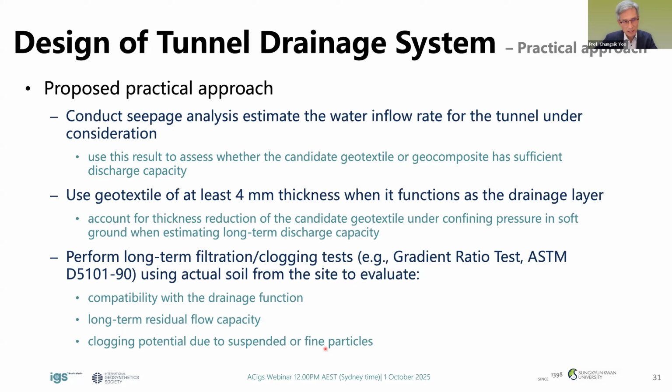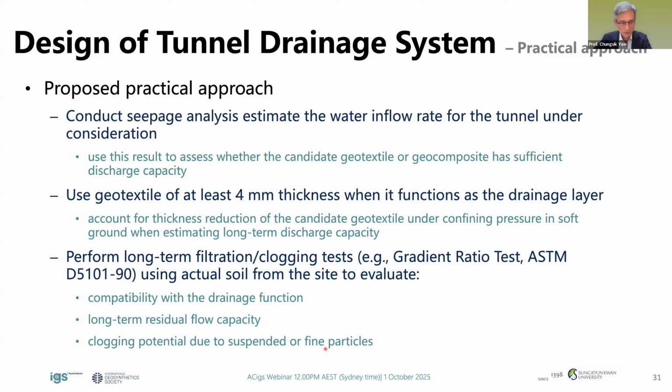In this case, we have to account for the thickness reduction of the candidate geotextile under the confining pressure that I already talked about, from the ground and from the lining installation, to ensure that we have enough long-term discharge capacity. And then perform the filtration clogging test, gradient ratio test, using the soil taken from the site. Now I'm talking about the practical approach that we have to do during the design.